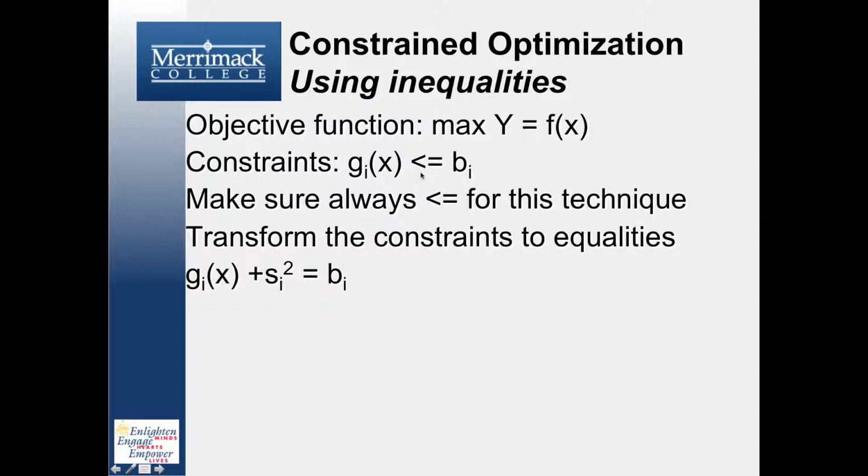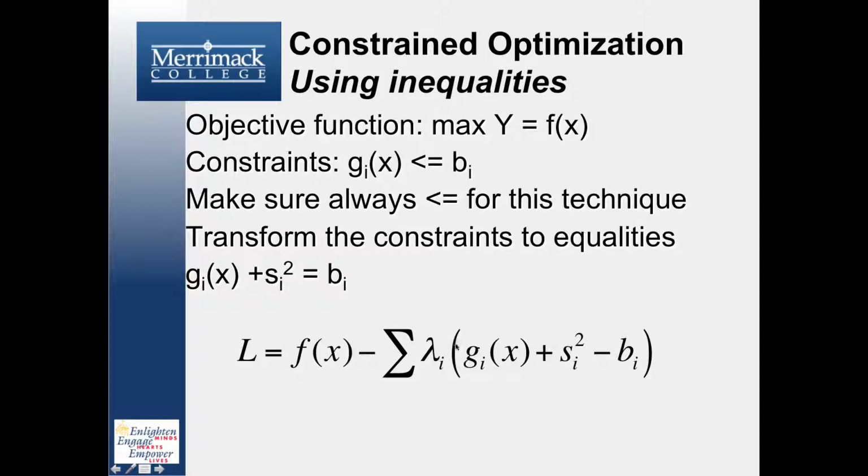So if this is a less than or equal to, if I add a positive variable to g, I can say it's equal to b. So this variable is squared to make sure it's always positive. S sub i is the constraint i. And then, therefore, I can just do the same thing. There's the Lagrangian, except now I've got this extra variable in here.